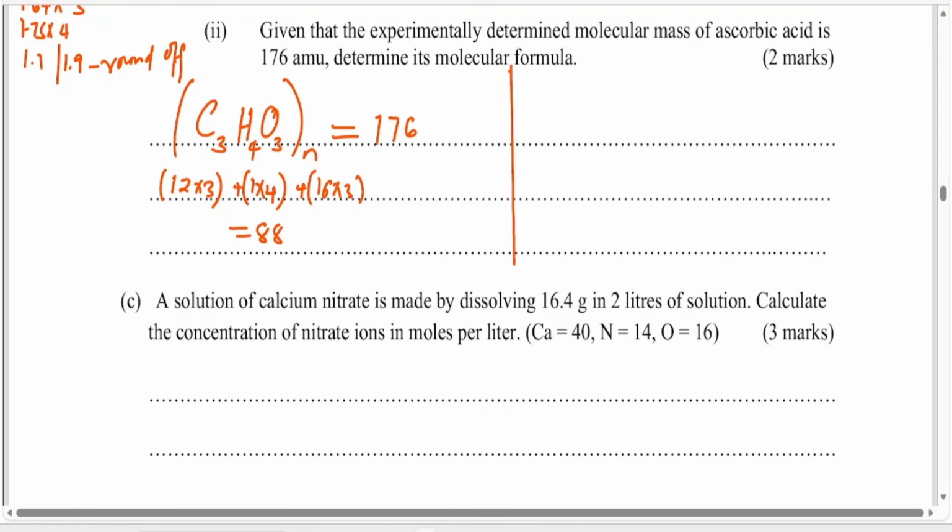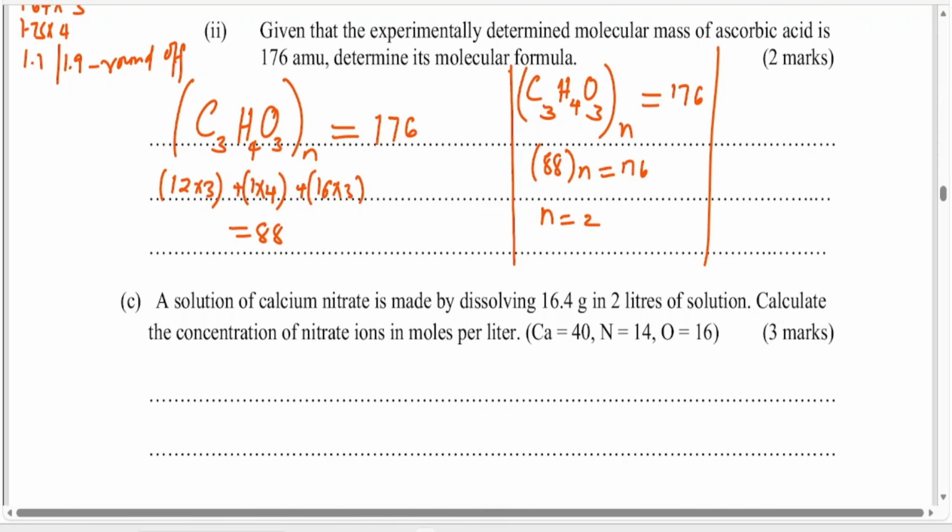So for C3H4O3, we already have the total, 88. We do not have the N. That is what we are looking for, 176. So this 88 into N is what is giving us 176. So our N is equivalent to 2.